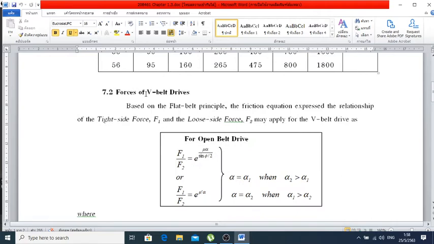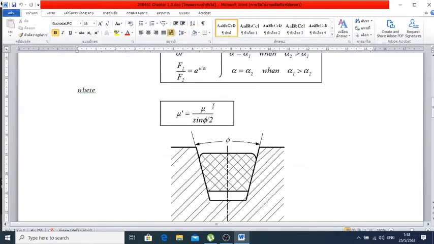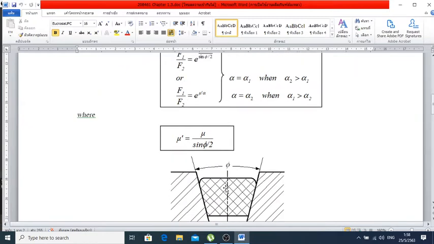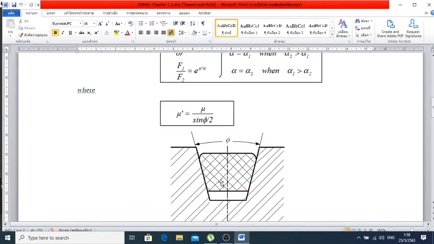And then the force on the V belt is going to be exactly the same as what we have got there, but we have e to the power of mu times alpha over sine phi over 2, because it's based on the figure. We're going to have a mu prime as a parameter there because it's going to be touching on the side of the V belt. So the friction is going to be induced at both sides of the belt itself.